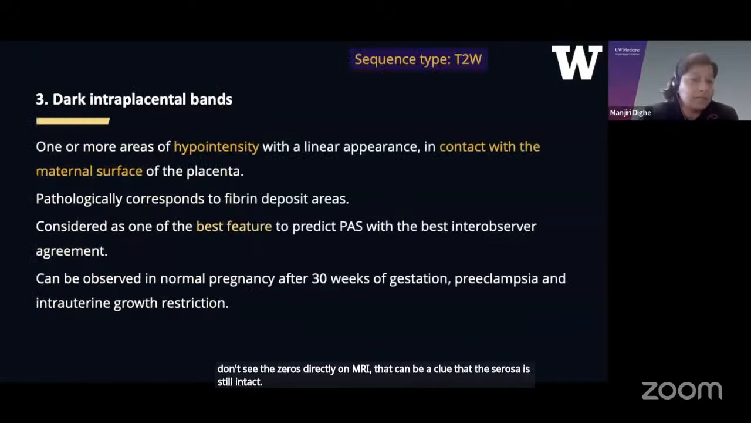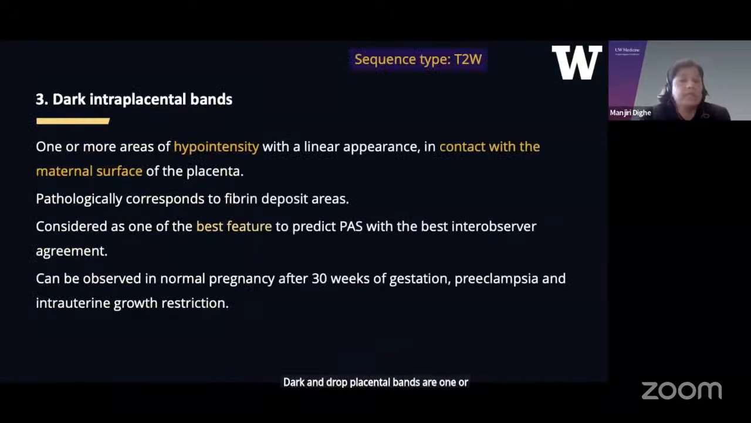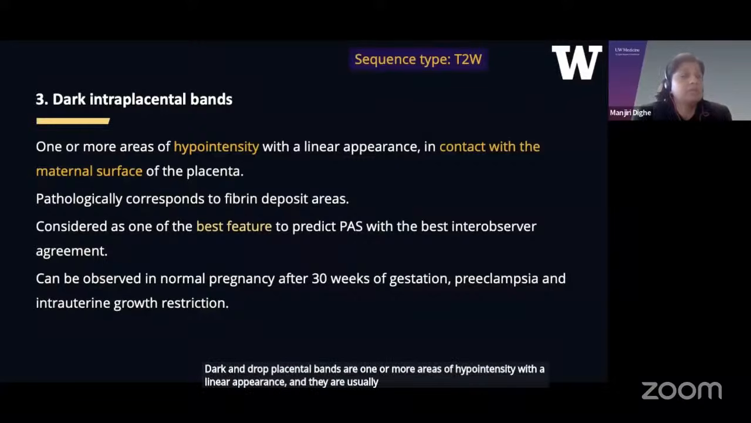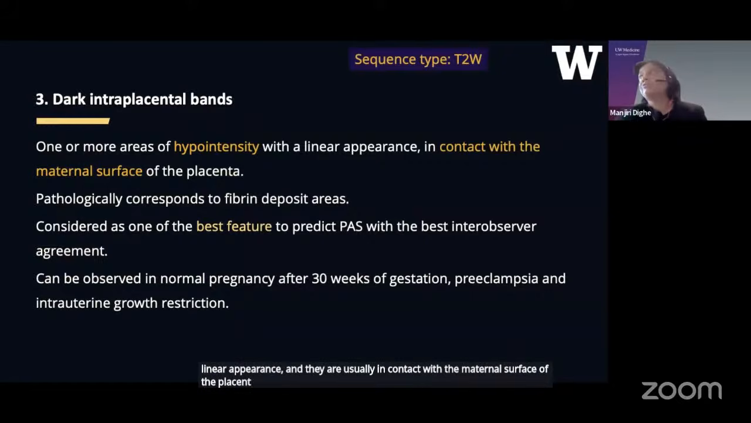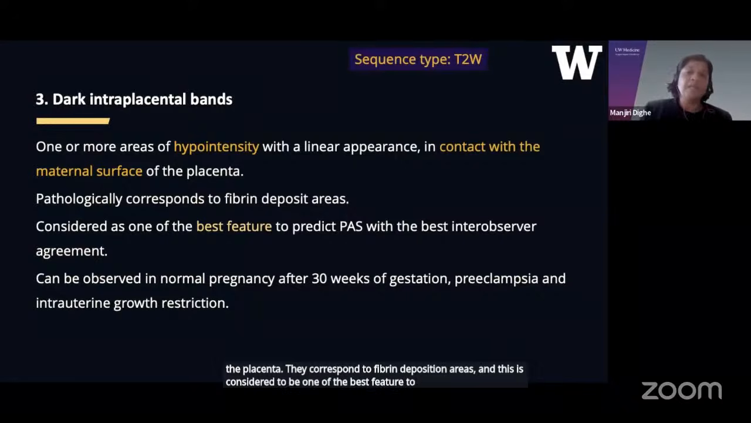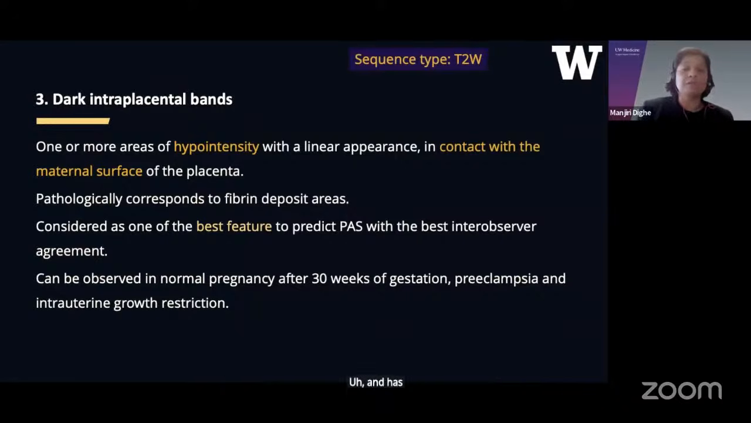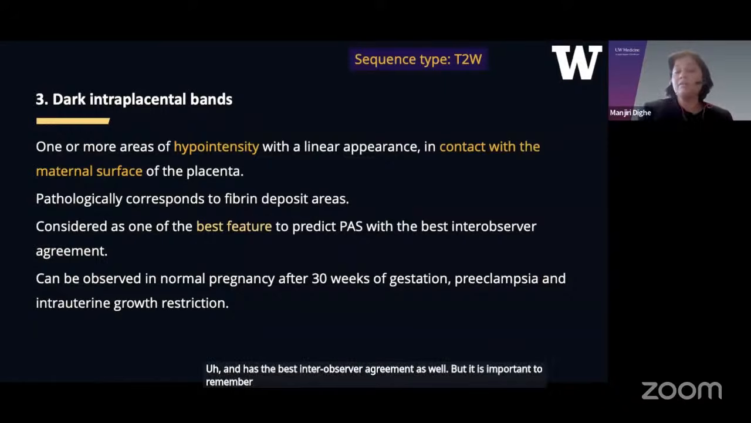Dark intraplacental bands are one or more areas of hypointensity with a linear appearance, and they're usually in contact with the maternal surface of the placenta. They correspond to fibrin deposition areas, and this is considered to be one of the best features to predict PAS, and has the best inter-observer agreement as well. But it is important to remember that you may see these after 30 weeks of gestation, in patients who have preeclampsia and IUGR without evidence of PAS as well.